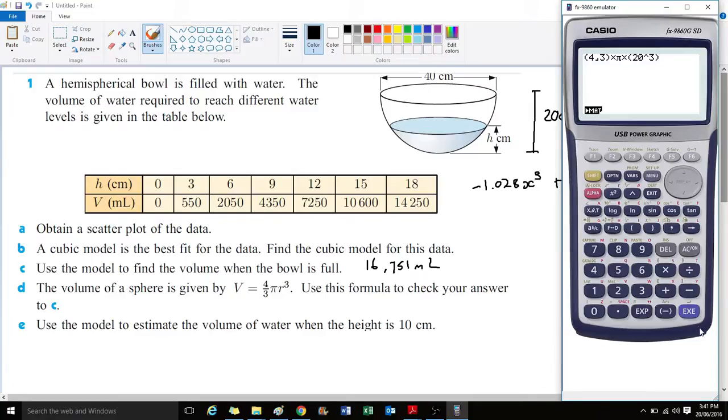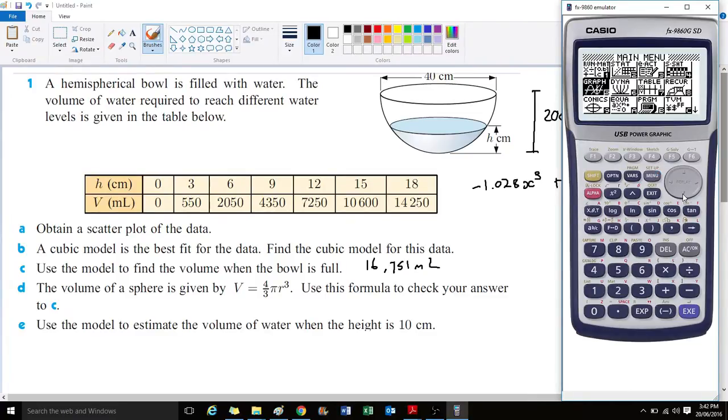Now this would be the volume of the whole sphere, but we're dealing with a half sphere, so let's divide it by 2. 16,755 compared to 16,751. It's pretty close. So that's all you have to do. Use this volume to check your answer. Yeah, they're pretty similar, they're about right.